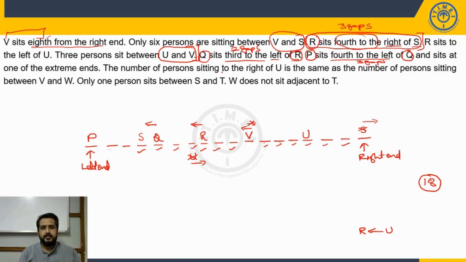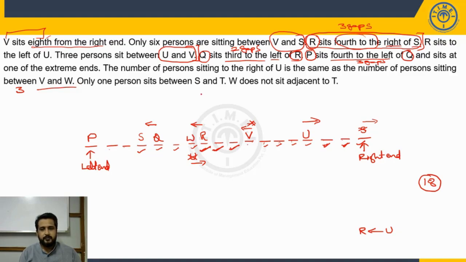Next, what is the next clue? The number of persons sitting to the right of U is the same as the number of persons sitting between V and W. How many are to the right of U? U is here. So on the right side of U, 1, 2, 3 people are there. So between V and W, there should be only how many people? 3 people. V, 1, 2, 3 gaps already to the right side of V, we have U. So we cannot take W to the right side of V. So it has to be to the left side of V. So 1, 2, 3 gaps. Now here is the position of W. So 3 people between V and W.